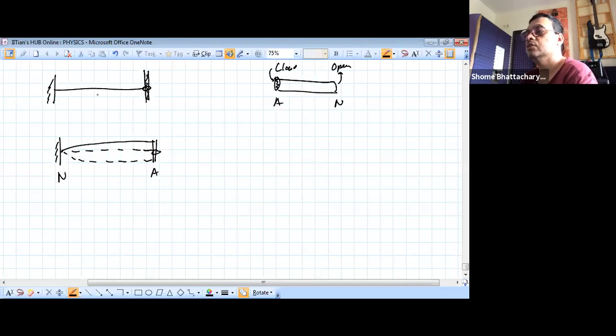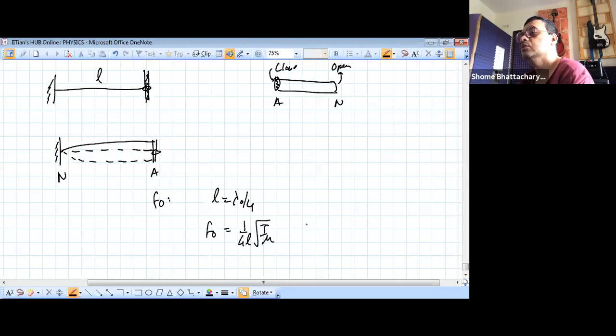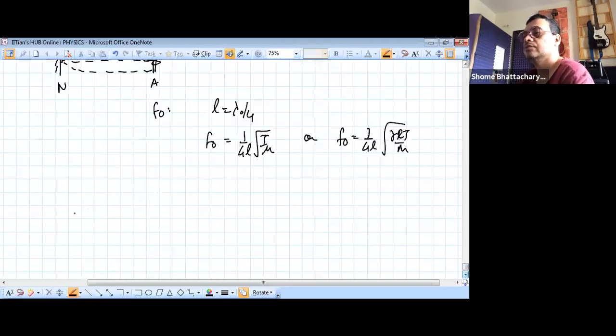Okay? So if this length is L, in the fundamental mode, that length becomes lambda by 4. So the fundamental frequency becomes 1 by 4L square root T by mu, or 1 by 4L square root of gamma RT by M. But here, for example, in the first overtone, you have another pair of node and antinode in between.